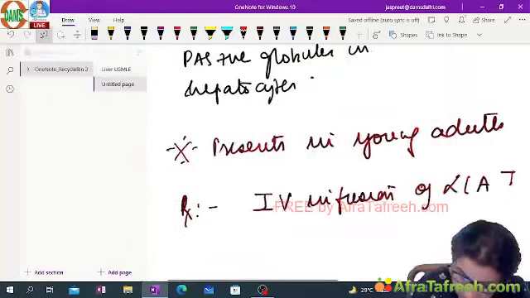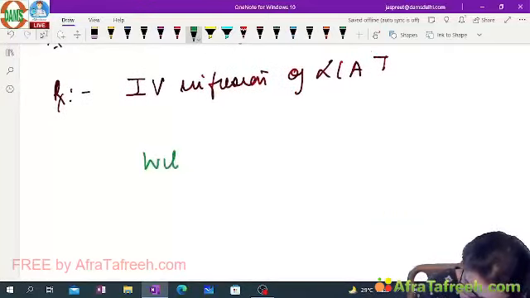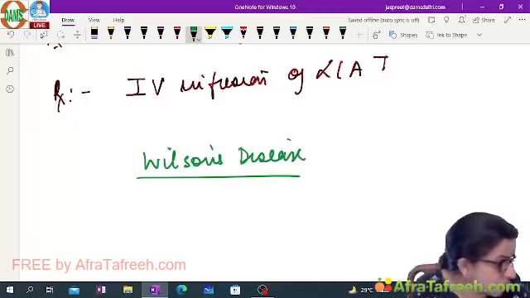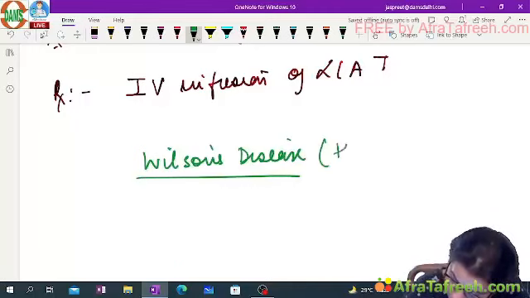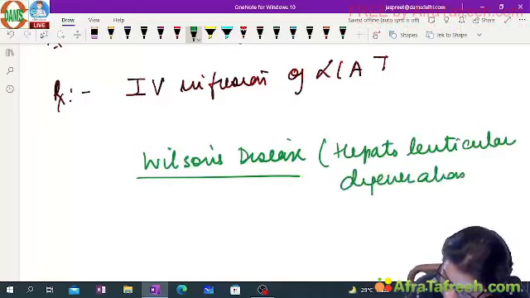Okay, the next entity in metabolic diseases of the liver that we have to see is Wilson's disease. Wilson's disease is also called hepatolenticular degeneration.